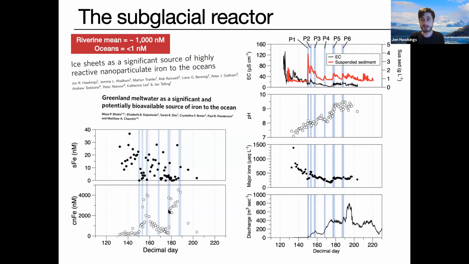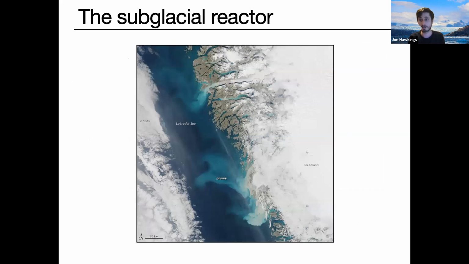It's almost the opposite. Iron starts at very low concentrations at the beginning of the melt season, when we have this distributed system, and gets very high late in the melt season where you have very high pH, and we observe values exceeding 4,000 nanomolar. And just to remind you, the ocean concentration is generally less than 1 nanomolar, and the global riverine mean concentration is about 1,000 nanomolar. So that's a lot of iron.